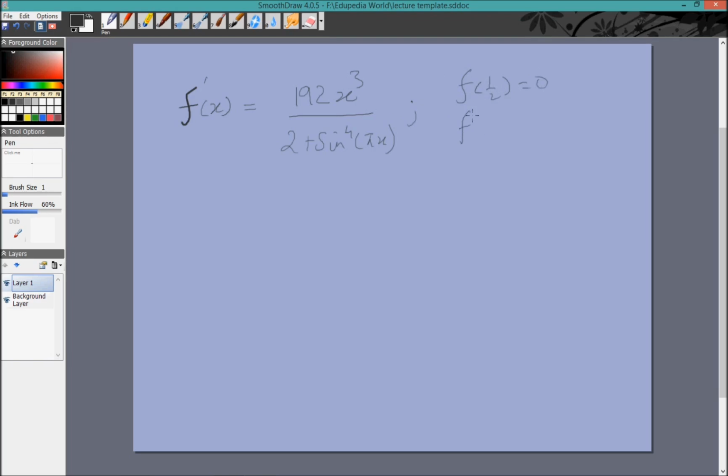So let's look at a few important things in this question. F dash of half will come out to be 8, right? It will be 192 divided by 8, and that will be 24, and divided by 3, so it will be 8. F dash of 1 will be 96. It will be 192 divided by 2, because sine of pi is 0, right? Now let's draw the figure for this.